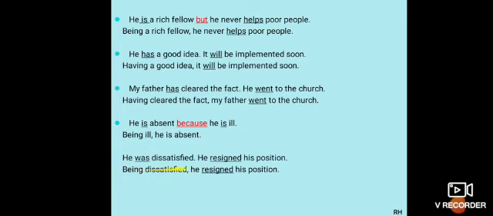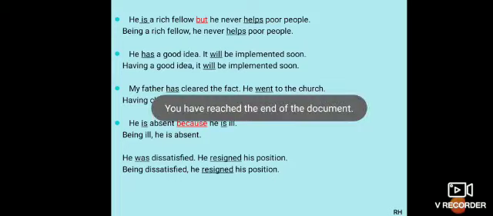He was dissatisfied, he resigned his position. Was dissatisfied is the first finite verb, resigned is the second finite verb. He and he is common. So instead of was, I'll put being dissatisfied, change the full stop to a comma. Capital H will come to small h. So it is: being dissatisfied, comma, he resigned his position.